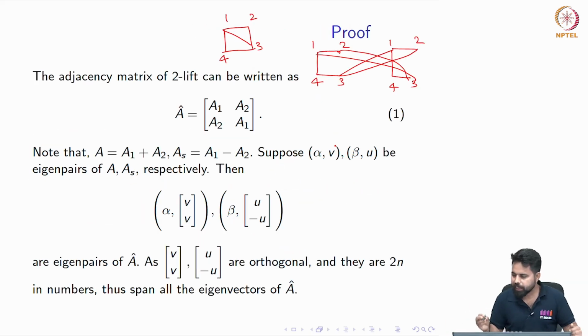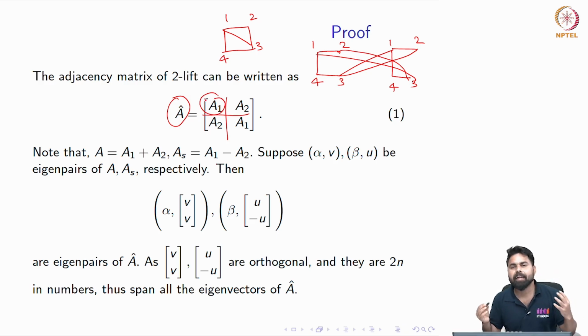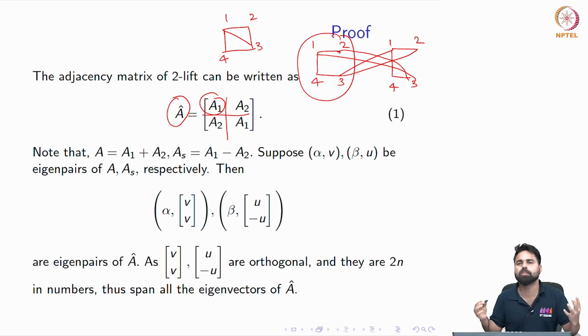Very good. Now, what will the adjacency matrix be? Suppose it is denoted by A hat. The adjacency matrix actually looks like this: A1, A2, A2, A1. Remember, this A1 is nothing but the induced submatrix. If you take this part, this is A1, the induced subgraph on these four vertices. This is the same as here, this is the same as here.